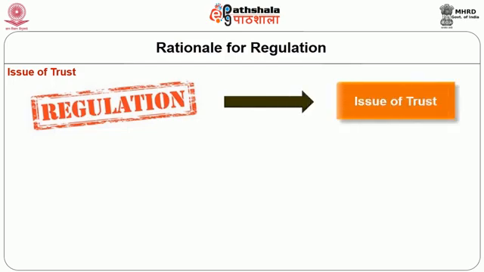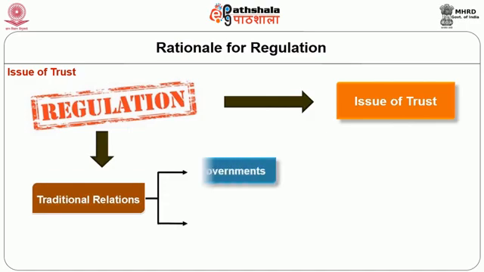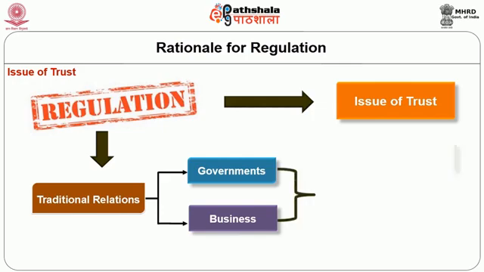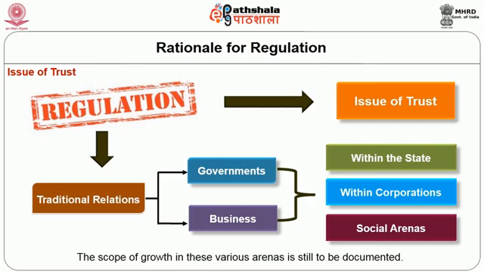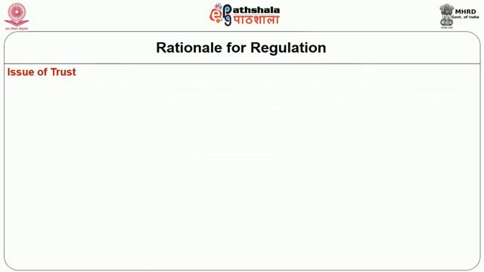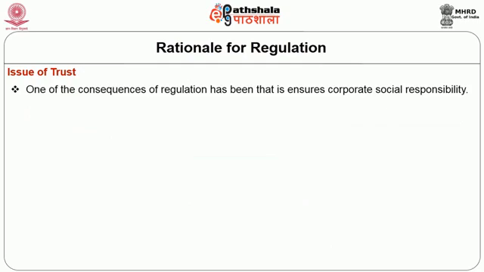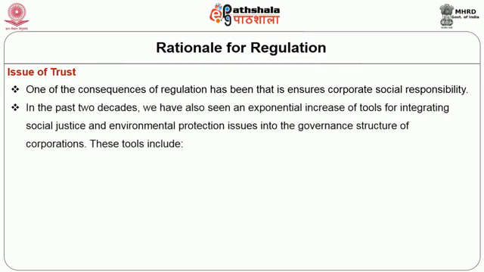Regulation is also seen as an issue of trust. Regulation is observed not only in the context of the traditional relations between governments and business, but also within the state, within corporations, and in social arenas. The scope of growth in these various arenas is still to be documented. One of the consequences of regulation has been that it ensures corporate social responsibility. In the past 2 decades, we have also seen an exponential increase of tools for integrating social justice and environmental protection issues into the governance structure of corporations.